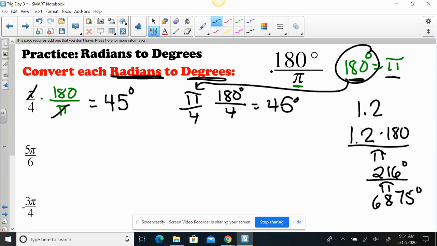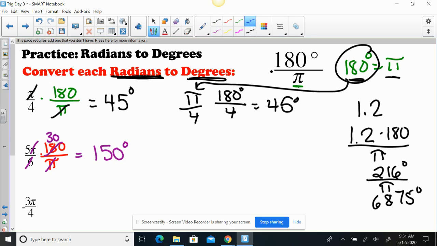All right, let's look at the next two. So go ahead and try them before I go over them. All right, so I am going to multiply by 180 over pi. This is why I like that we just did the rational unit. So these pi's get eliminated to be 1, 180, and 6. Well, 6 goes into 180 three times, and now I just have 5 times 30 is 150 degrees.